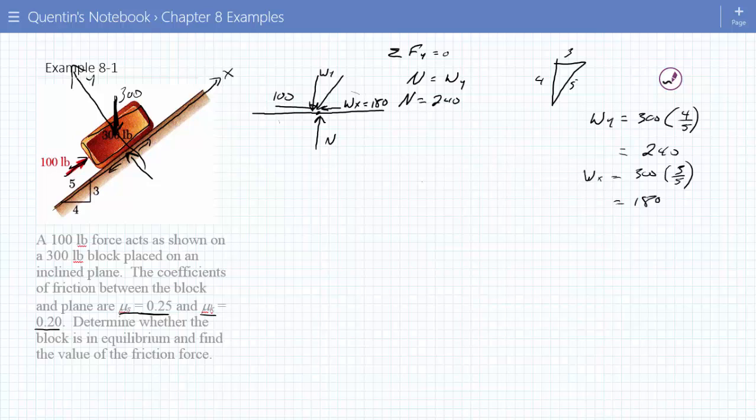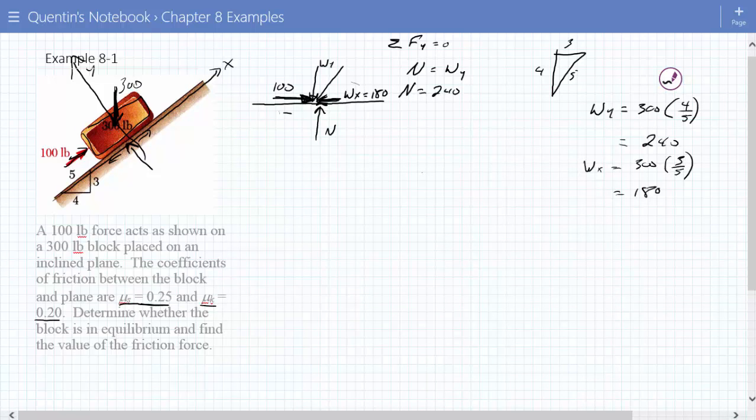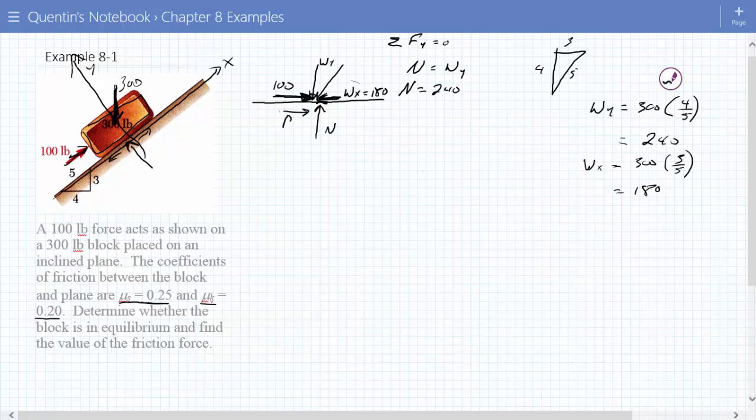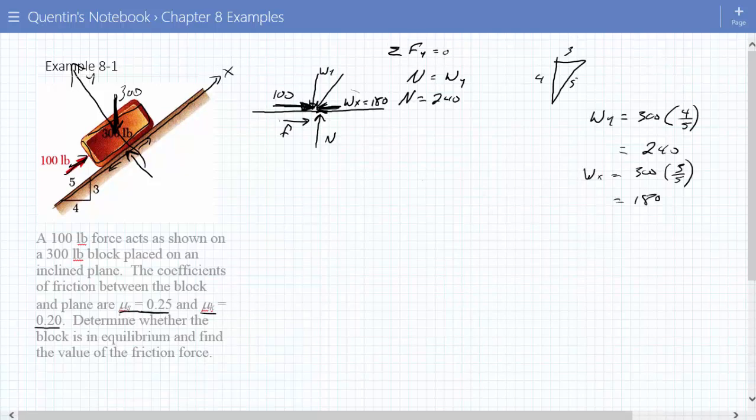So which direction is friction? So we have 100 pounds going in this direction. Sorry, this picture is kind of gut. And I have 180 pounds going in that direction. So all things, if it was left to its own devices, this thing would move to the left. So therefore, friction needs to be in that direction. Friction is there.